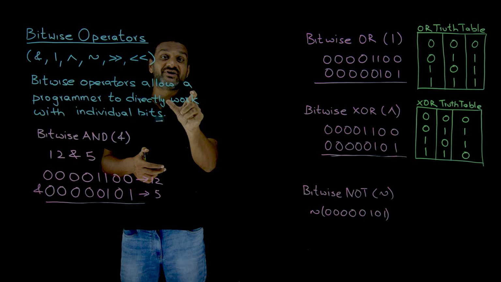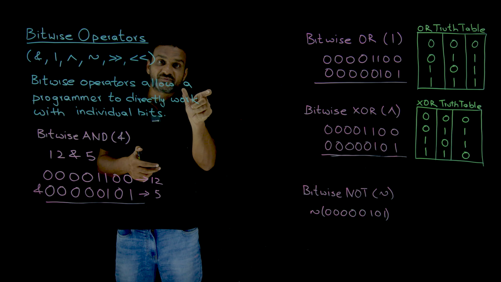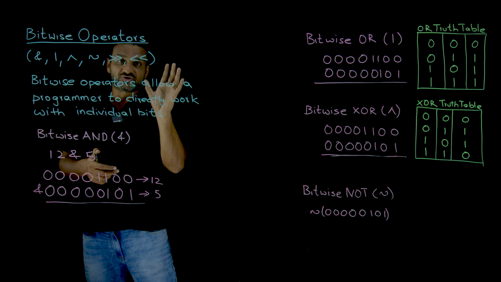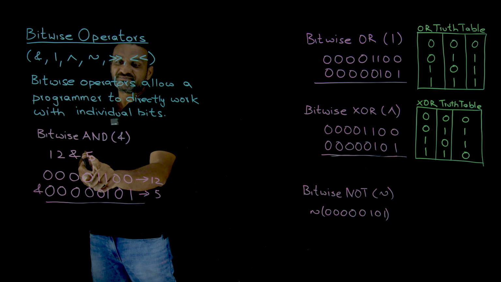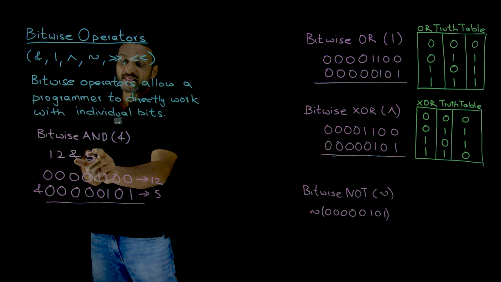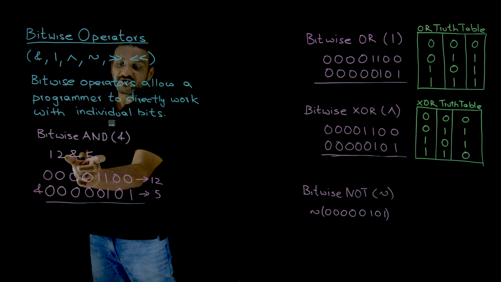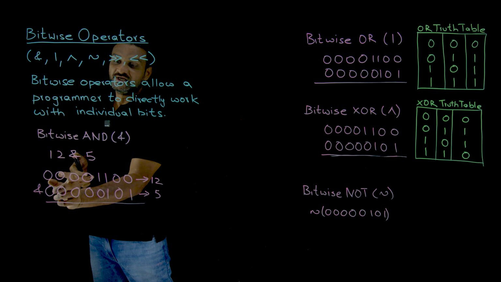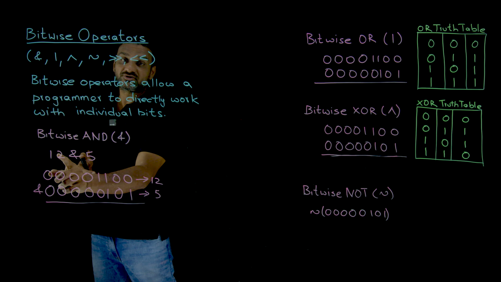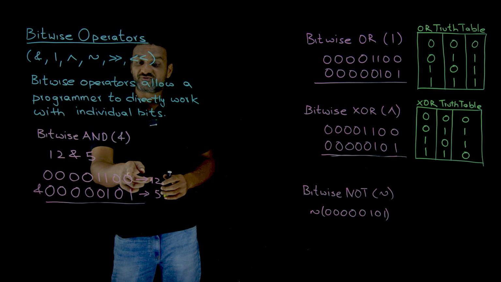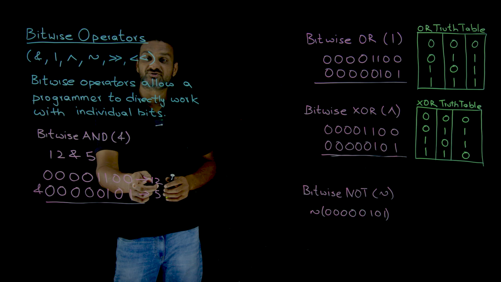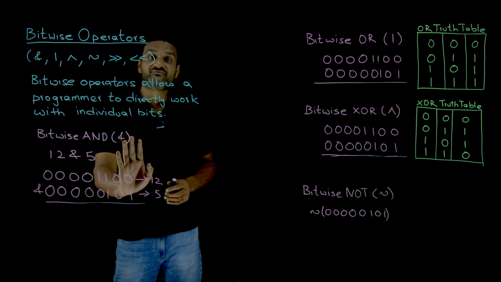But what about bitwise AND? Bitwise AND is going to be a bit different. We'll try to understand this concept by using an example. I have taken 2 decimal values, 12 and 5, and on these decimal values, we are going to apply bitwise AND. The first value is the binary equivalent of 12 and this one is the binary equivalent of 5.